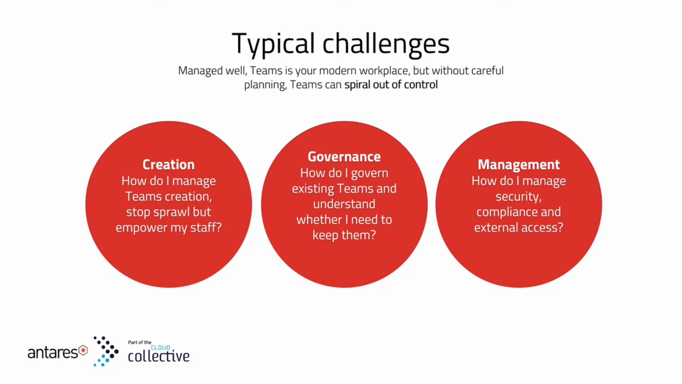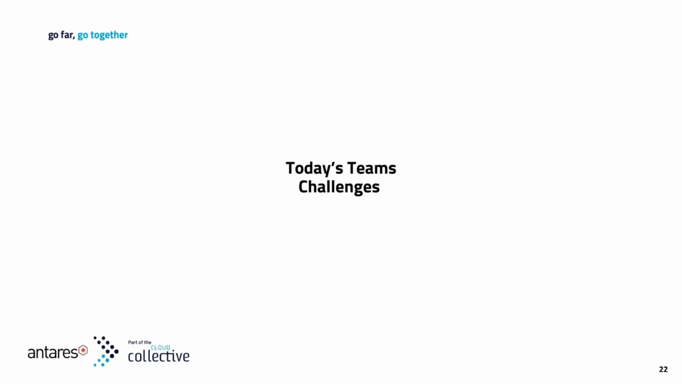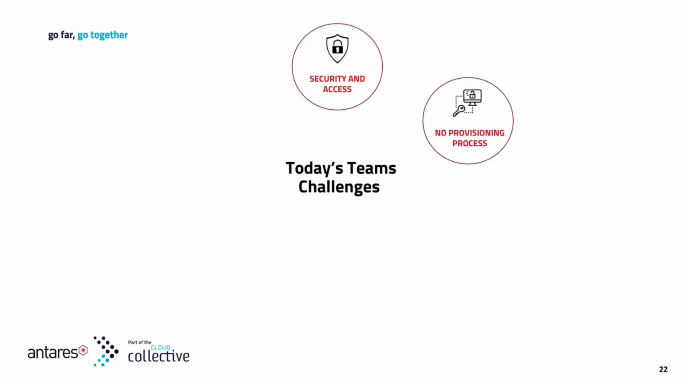How do I make sure that we've got the security enabled and the process in place to be clear on which teams have external access, and which ones are not allowed to, based on the type of work that I'm doing? And again, how do I do that without having to think about it if I'm not the Teams expert? So today's Teams challenge is really about security and access, and the provisioning process.